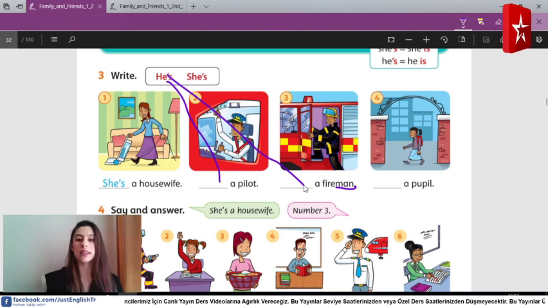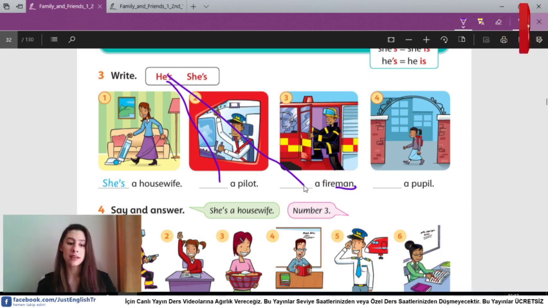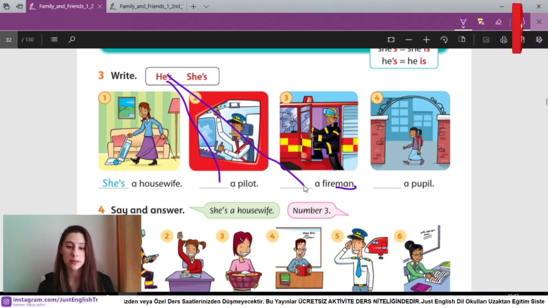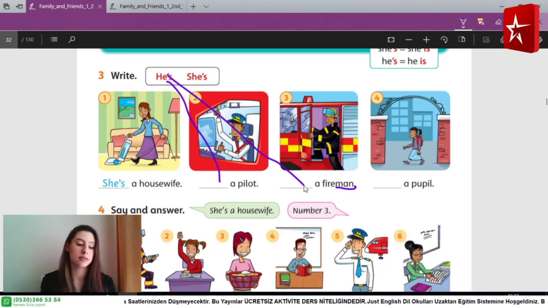Ve şunu unutmayın, mesleklerden bahsederken hep an kullanacağız kural olarak. I am a teacher. She is a pupil. He is a houseman. Like that. An. A housewife. A pilot. I'm a student. Okay? Use an with the occupations.